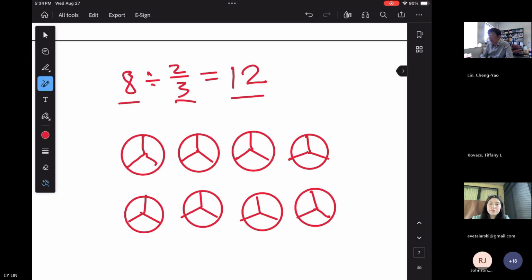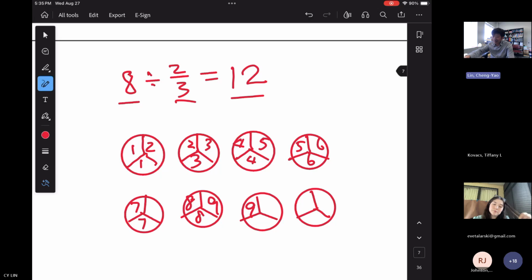And I want to prove this to you. How come 8 divided by 2/3 becomes 12? Okay, are you ready? That's the first person I can share. That's 2/3. Yes or no? That's the second person I can share. 2/3. 3, 4, 5, 6, 7, and 8, 9.